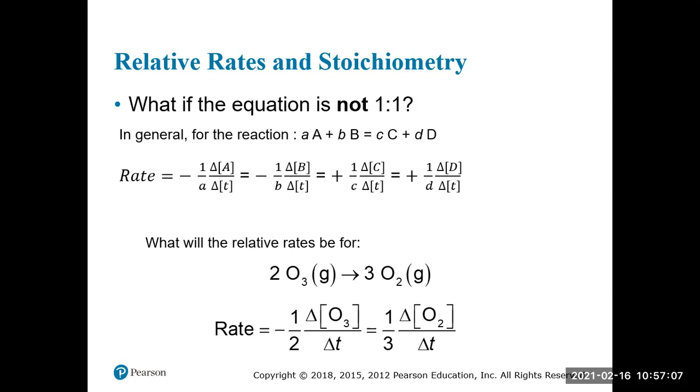So if it's 1-to-1, it's basically 1/1, which is just 1. If it's not 1-to-1, then you take whatever that coefficient is in front of the molecule in the balanced equation. Remember, we have to balance the equation still, and then it would be 1 over that value.